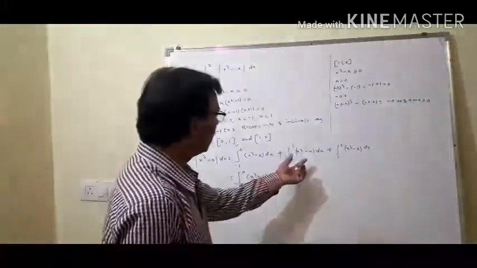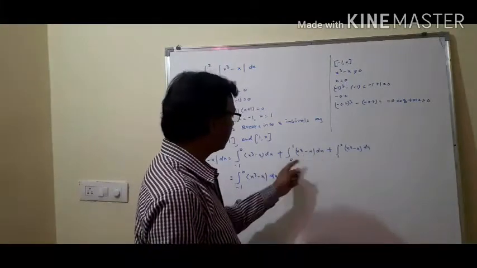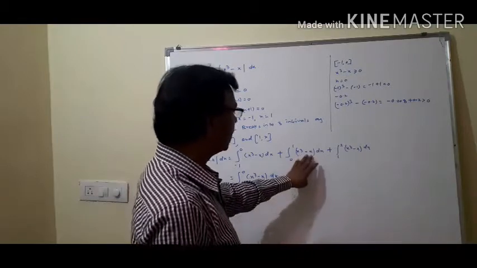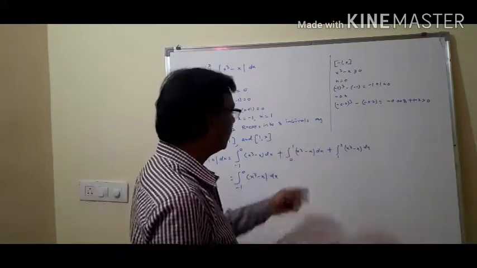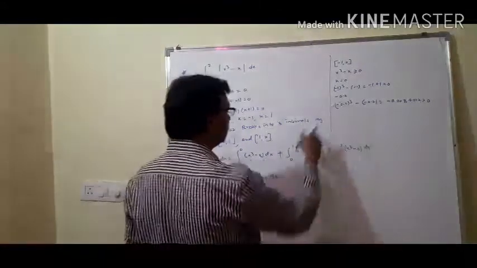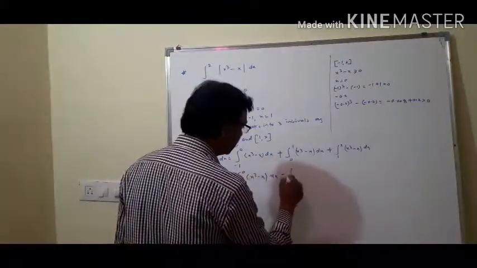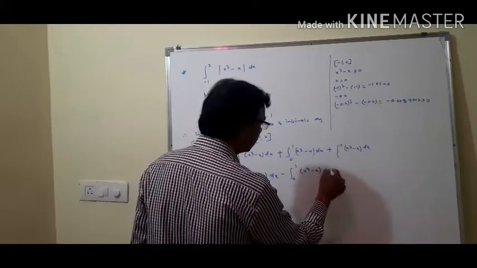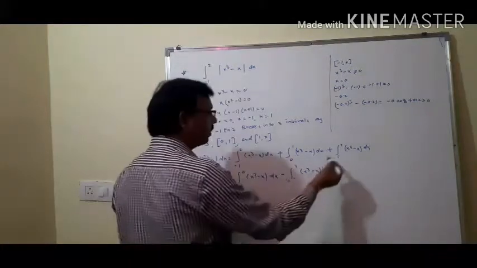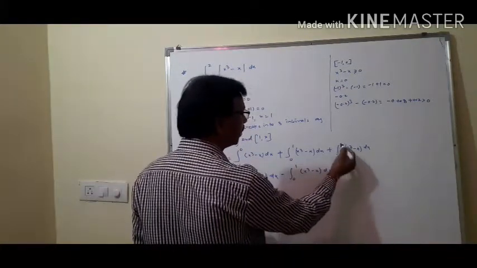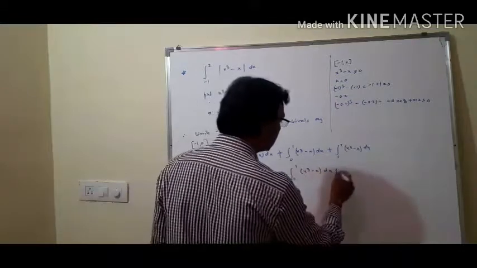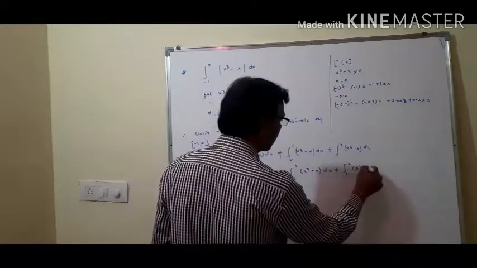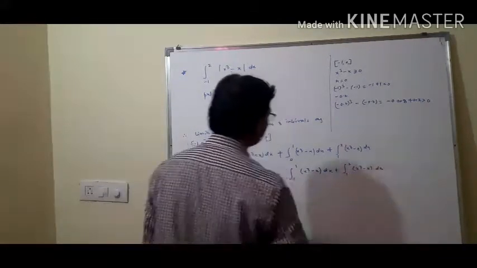Now check x cube minus x between 0 and 1. What will be the sign of this integral? This will be negative, you can check like this. So this will be minus integration 0 to 1 of x cube minus x into dx, plus, what will be the sign of this integral from 1 to 2, this will be positive, so plus integration 1 to 2 of x cube minus x into dx.